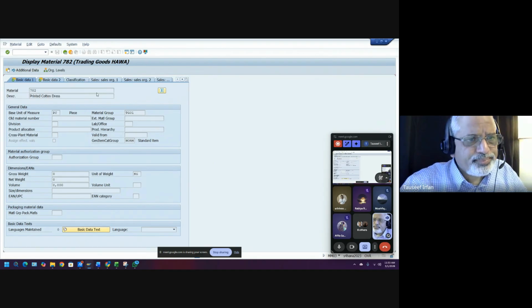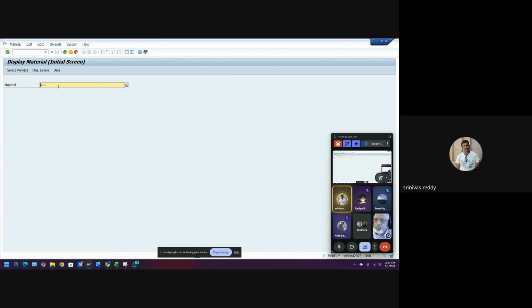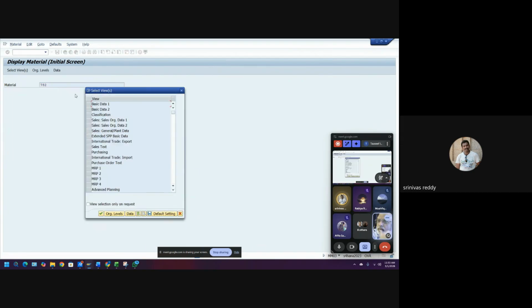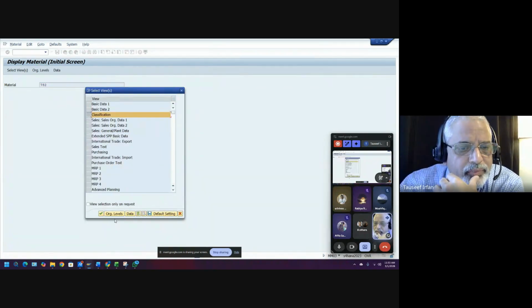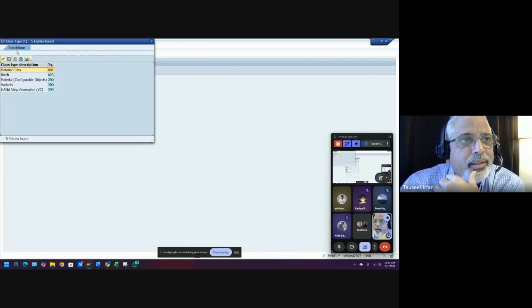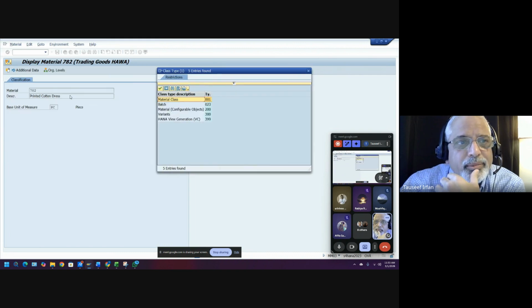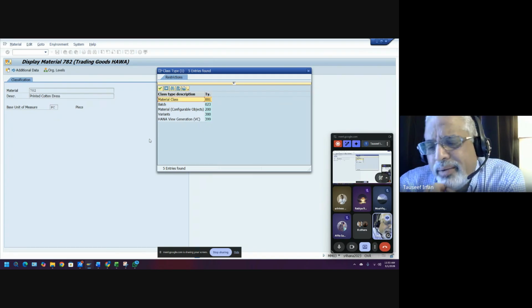Let's go back. Sir, one more thing. There is a classification in the material. I'm coming to the classification. Which level of data is classification? How will I know? I will select the classification and click here. If it is asking me the plant, does it ask me any plant level data? Classification is a client level data.